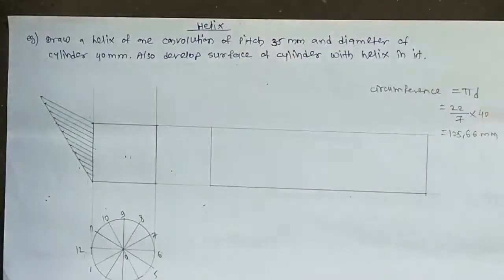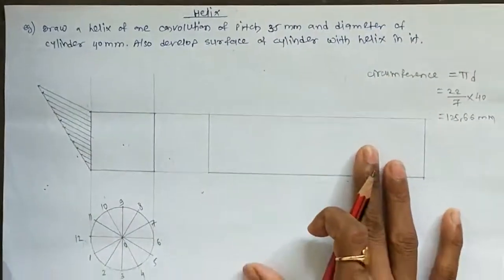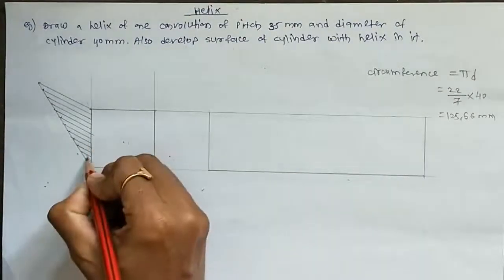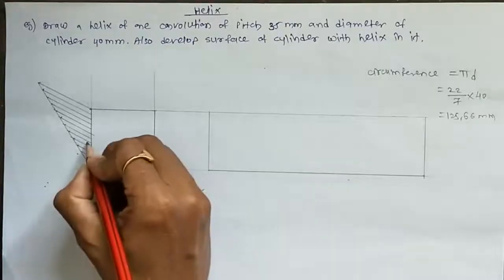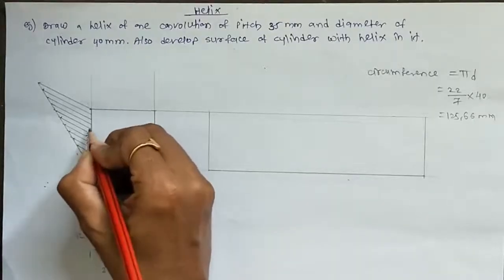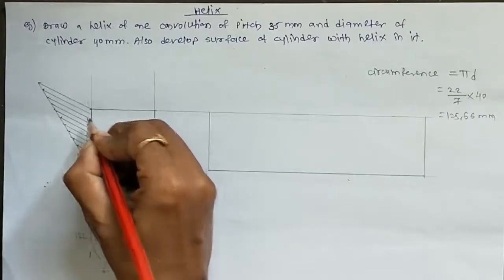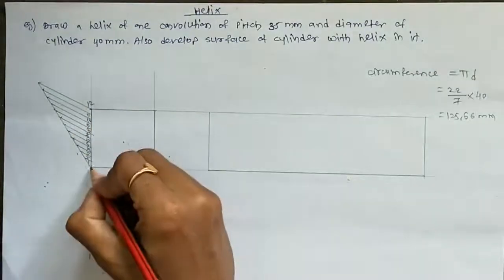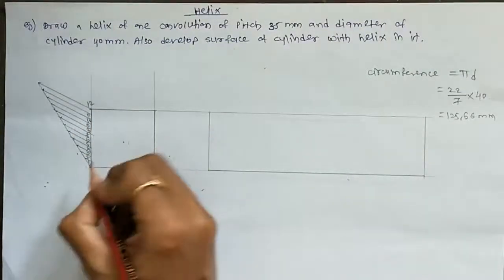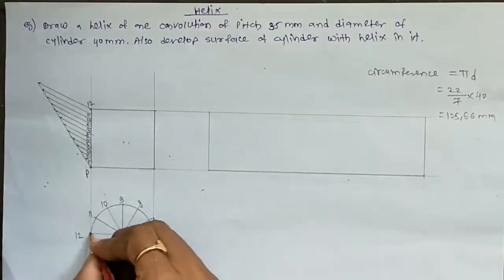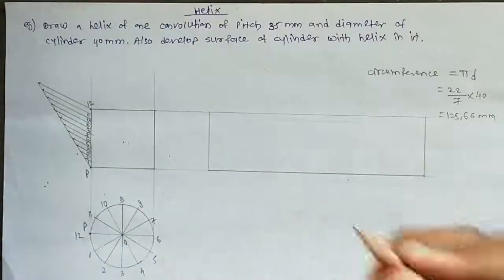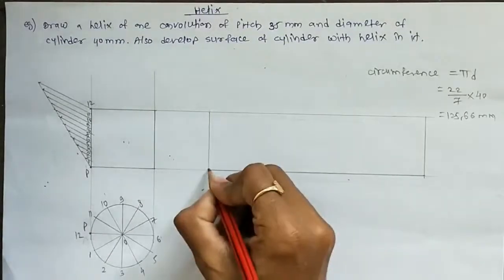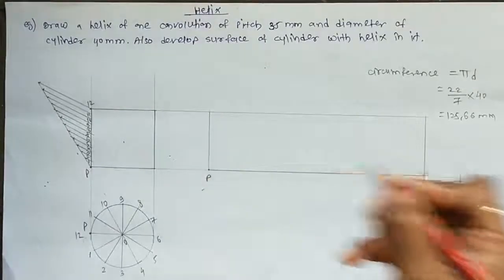And give name to these various points as point 1, 2, 3, 4, 5, 6, 7, 8, 9, 10, 11 and last point as point 12. Now give this point as name point P. So here it will be point P. And here also point P.